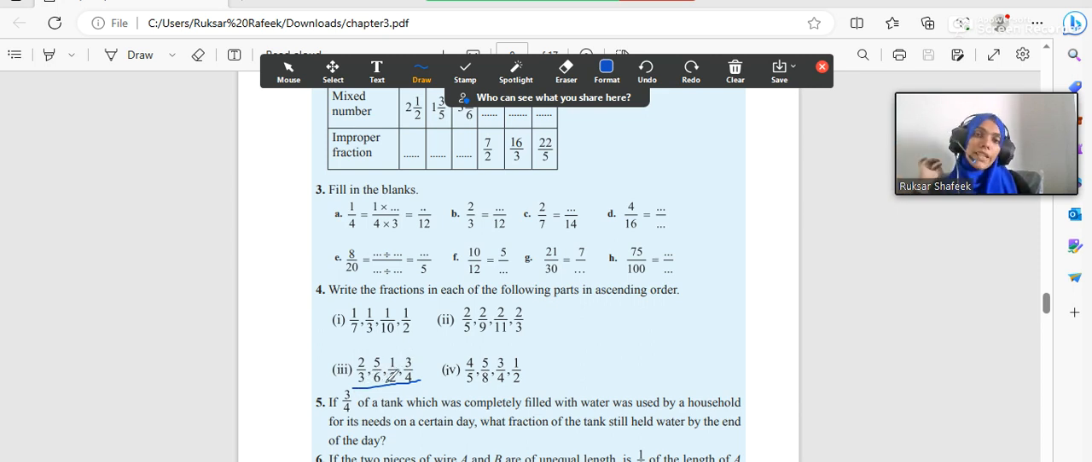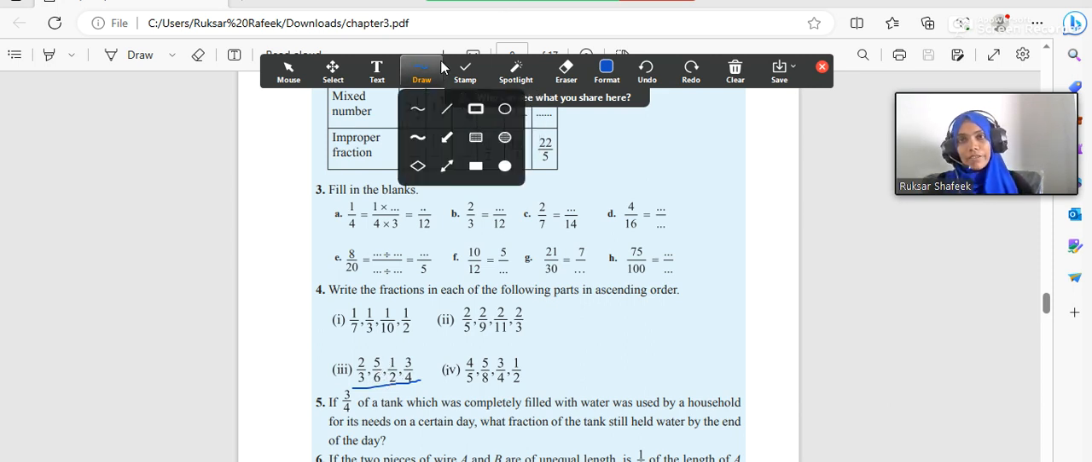So 3 and 6, we know that 6 is the lowest, but 2 and 4, you can take 6 for 2, but for 4 you can take only 8. So you have a problem there, because you don't know what exactly the lowest common multiple would be. So to find the LCM, there are different methods.